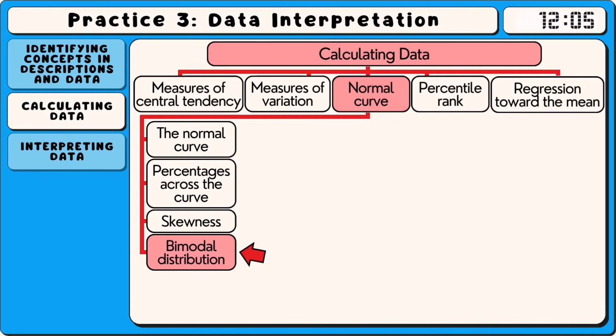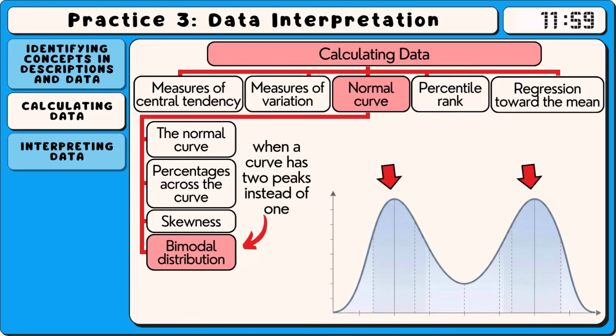The other abnormal curve that you need to know about for AP Psychology is a curve with bimodal distribution. This occurs when a curve has two peaks instead of one, meaning two scores are especially common. For example, if you looked at students' bedtimes, you might see one peak around 9 p.m. and another around 11 p.m., creating two bumps in the graph.